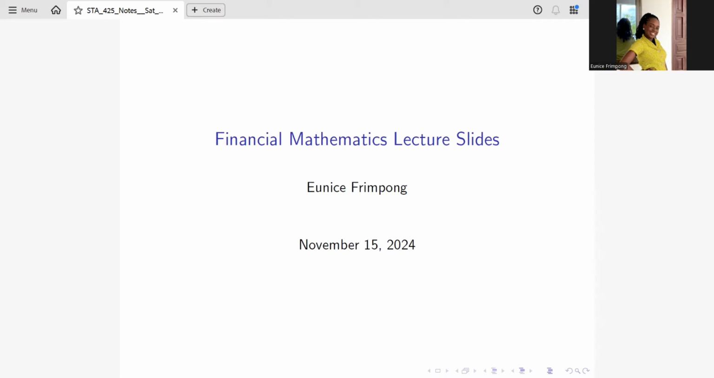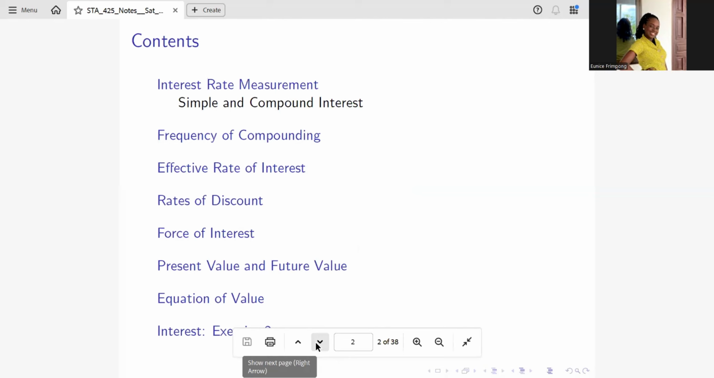We started with the topic of interest theory. We want to continue and finish up with interest theory. So last week we covered simple and compound interest. We looked at frequency of compounding. We looked at effective rates of interest. And we looked at rates of discounts.